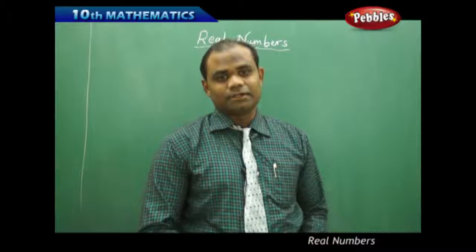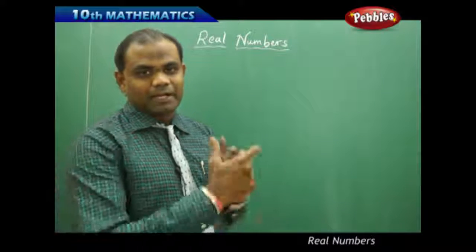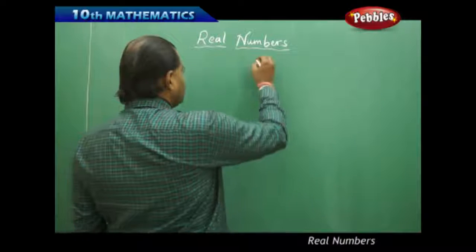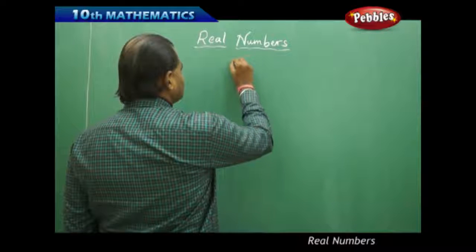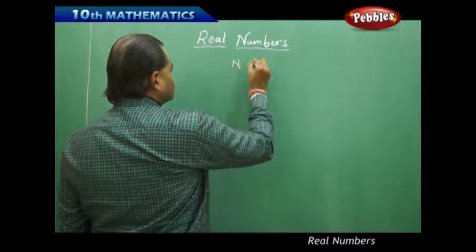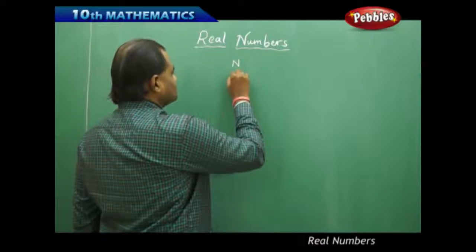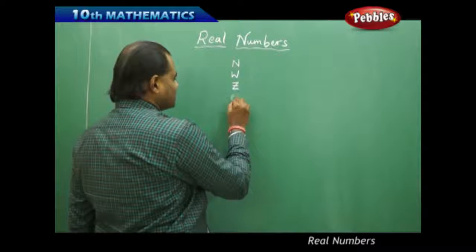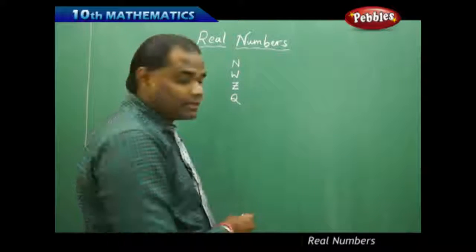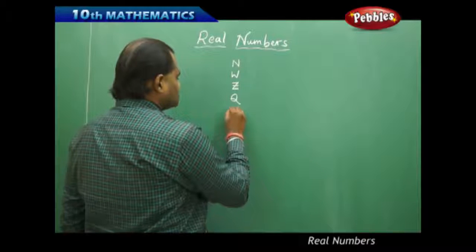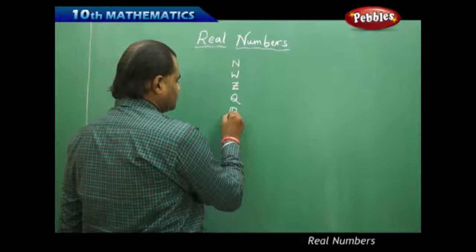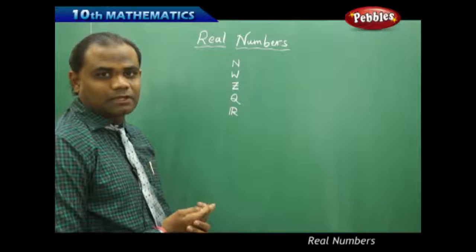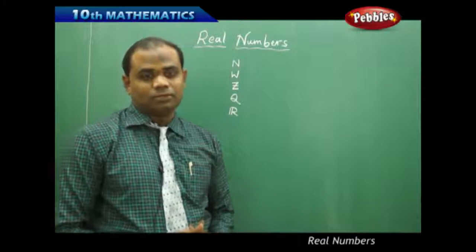So before we start with real numbers, let's start with a mapping diagram on what the different kinds of numbers are. Say for example, we know that we have natural numbers denoted by N, then we have whole numbers denoted by W, then we have the set of integers denoted by Z, and we have the set of rational numbers denoted by Q, and then we have finally the real numbers denoted by the symbol R, a Roman R. So these are the different types of numbers which we are going to discuss in today's session, mostly about the real numbers.